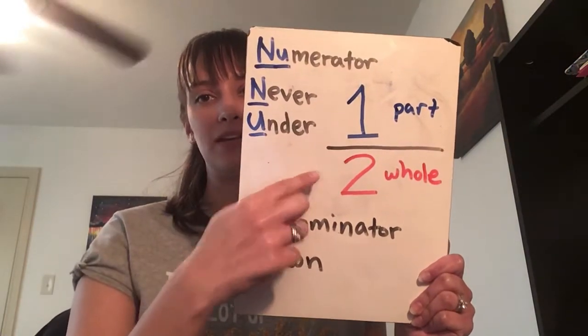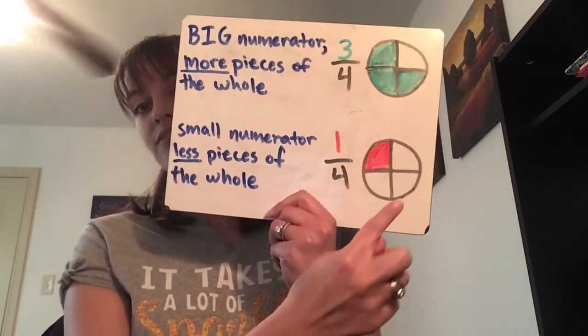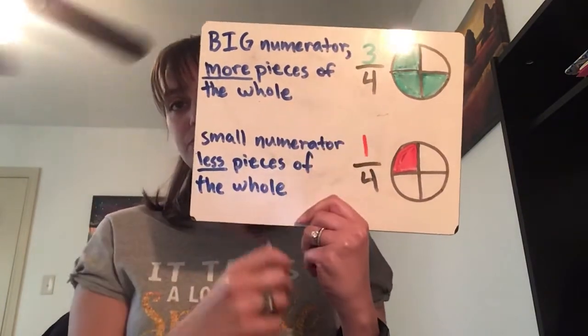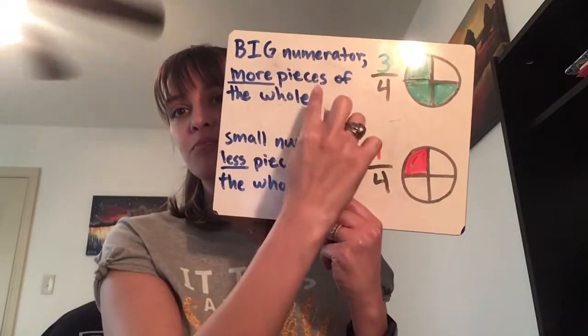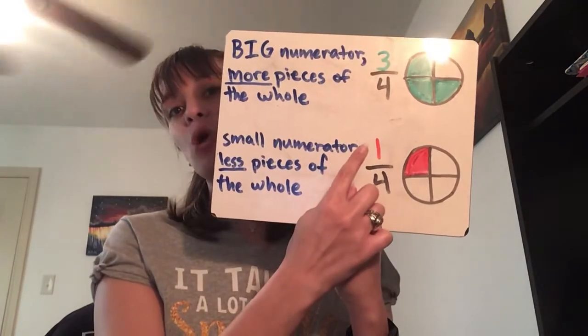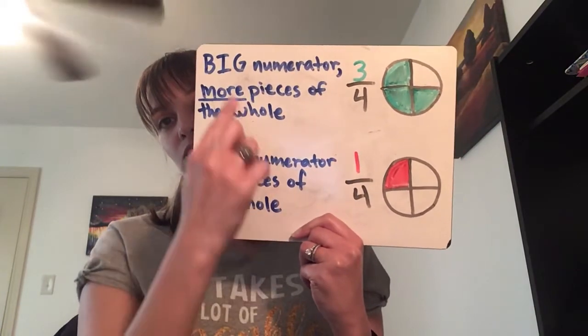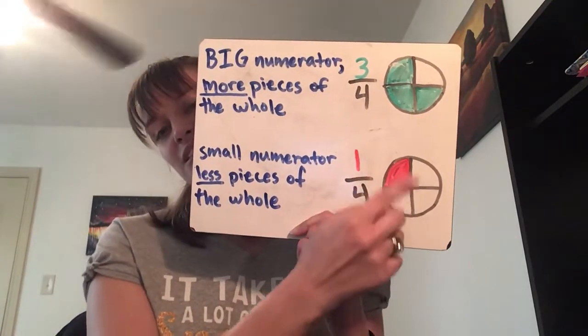Numerator, denominator. Now when we're comparing fractions, the easiest to compare is whenever the denominator is the same. So whenever the whole, the number at the bottom, is the same, you have the same number of pieces. If you have a big numerator, which here is 3, you have more pieces of the whole. If you have a small numerator, so here it's 1, you have less pieces of the whole. So the bigger your number is on top, the more pieces you get. The smaller it is, the less of the pieces you get.